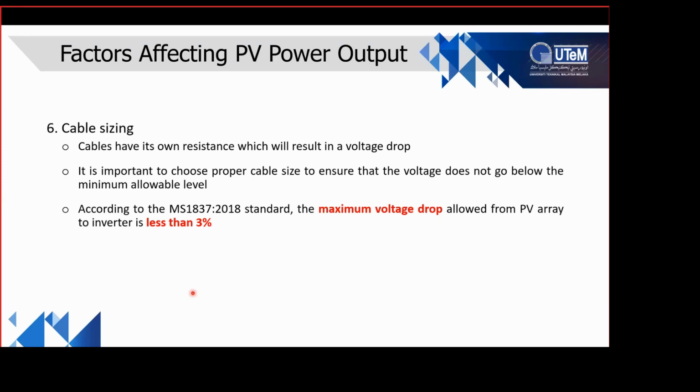Okay, the other factor is cable sizing. We have DC cable losses and AC cable losses. DC cable losses are mostly what we are concerned about. The maximum voltage drop under the current Malaysian standard should be less than 3% from the PV array to the inverter.